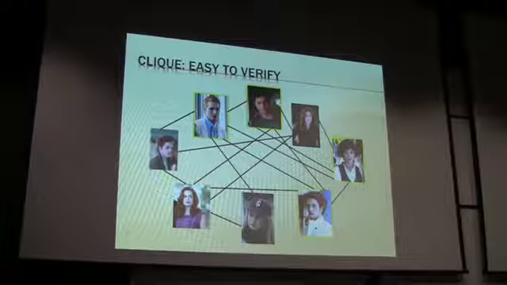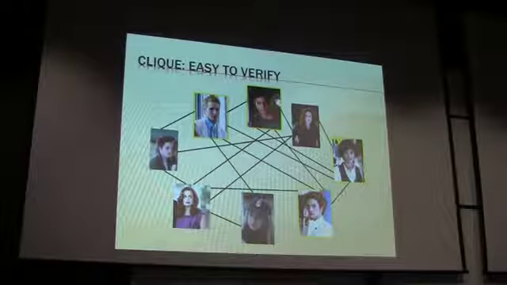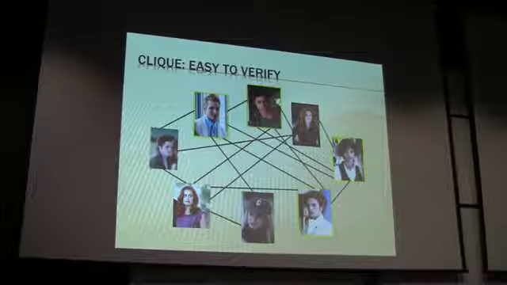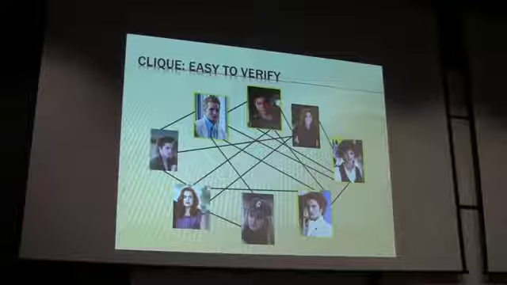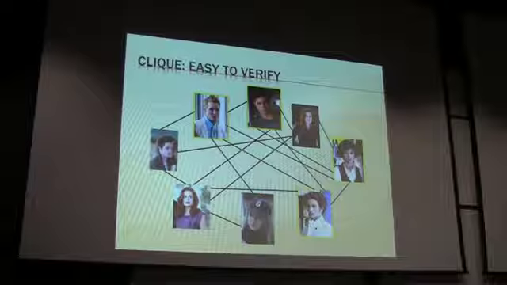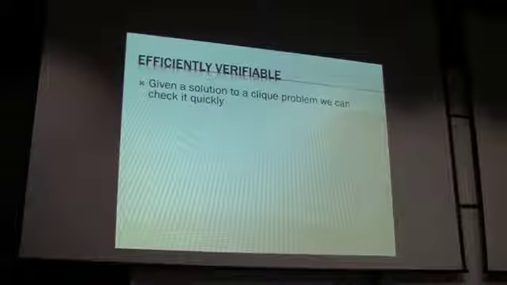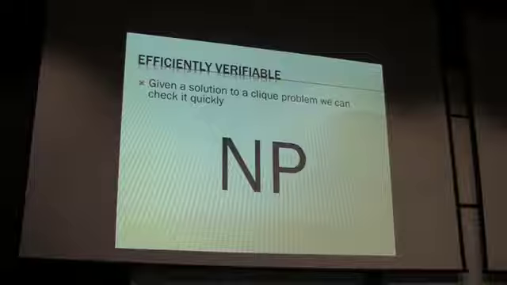If I say there's a clique of size at least 100, I can give you 100 people. You can check that they're all connected. But trying to find them might be very difficult. Again, the number of possible cliques is humongous. And so clique is a problem that's efficiently verifiable. We can check a solution. This is what we call NP.